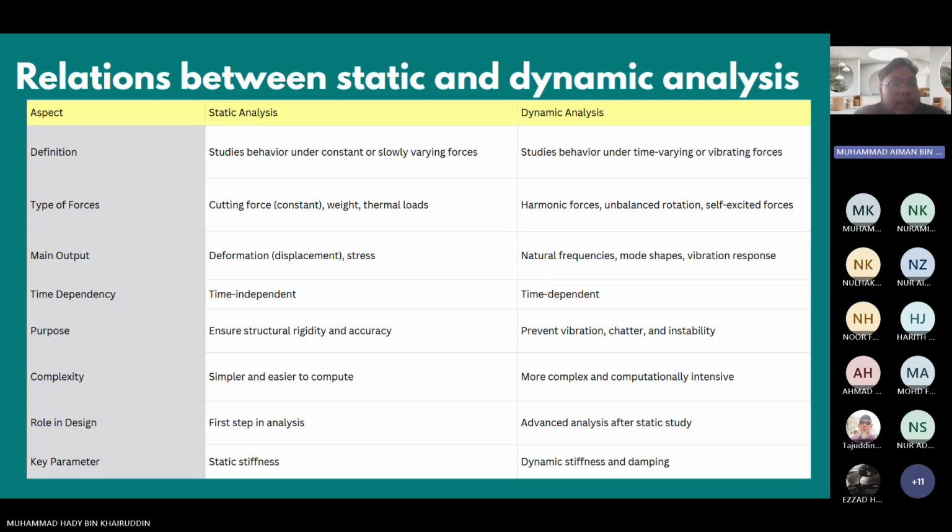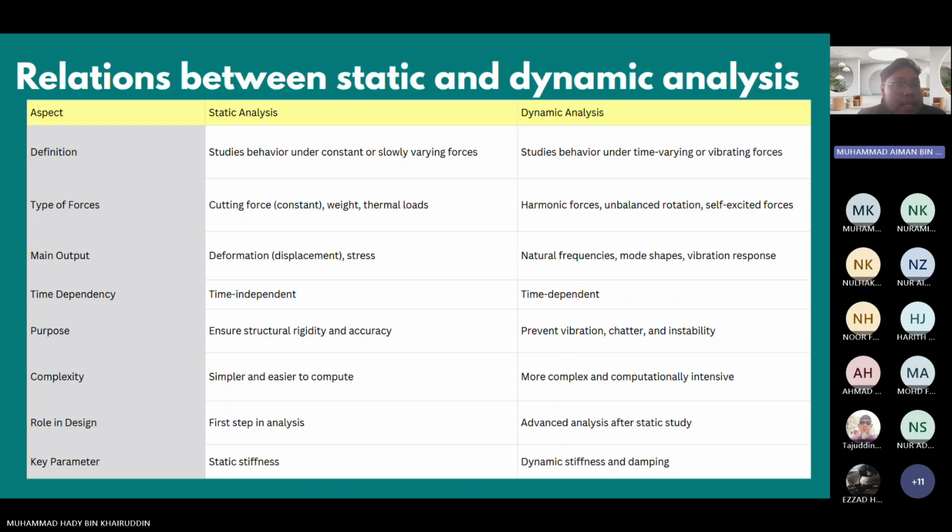For the main output, static analysis is to see the deformation, bracket displacement, and stress. For dynamic analysis, it is more towards natural frequency, mode shapes, and vibration response. In terms of time dependency, static analysis is more time dependent than dynamic analysis because it requires more process. And for its purpose, static analysis ensures both structural rigidity and accuracy, and dynamic analysis will prevent vibration, chatter, and instability of the machine.